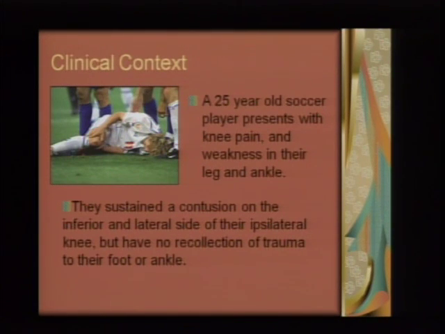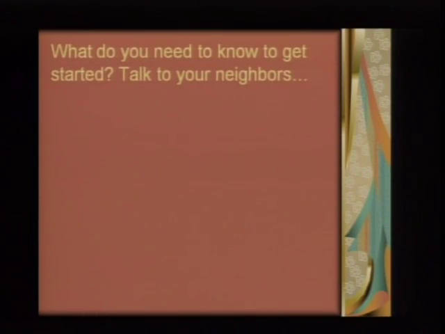Here's a clinical context for you. A 25-year-old soccer player presents with knee pain and weakness in their leg and ankle. They sustained a contusion on the inferior and lateral side of their ipsilateral knee, but have no recollection of trauma to their foot and ankle. Okay, so there's a clinical scenario that, yes, you will be able to completely tackle by the end of the class. So, in order to get started, if that's our goal, that you can take a scenario like that and apply your knowledge to work this out, what do you need? How do you get started? What kind of information is going to be important?